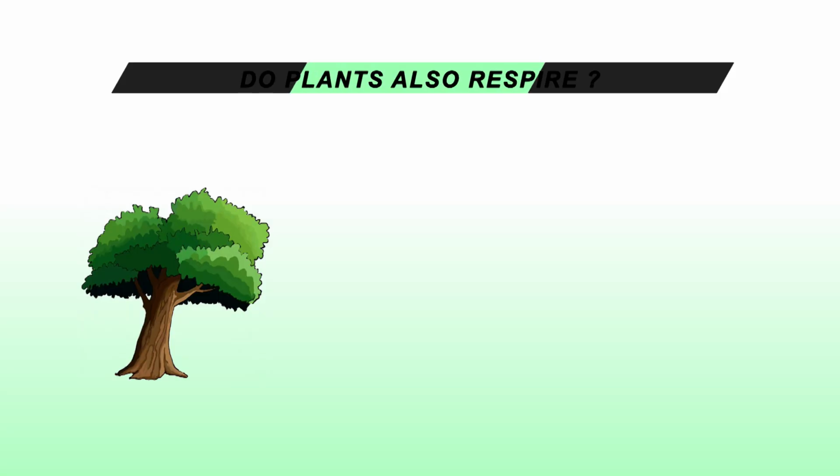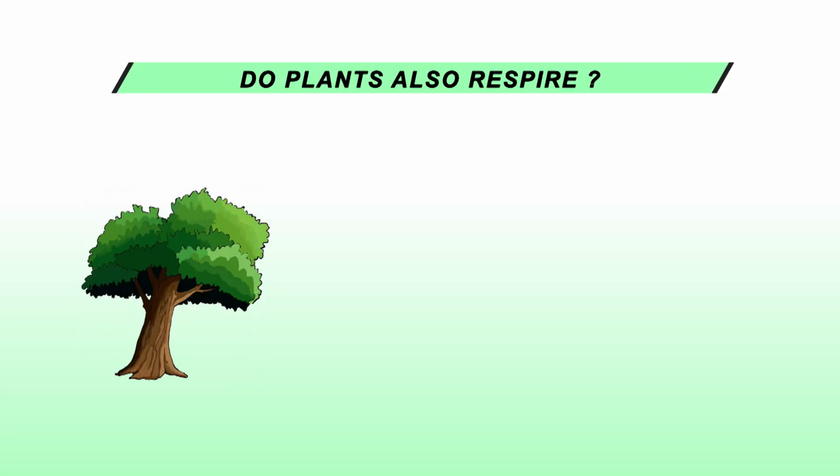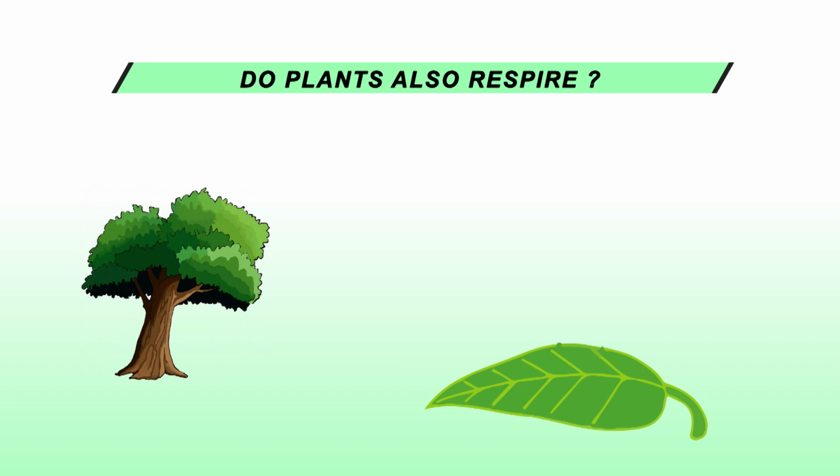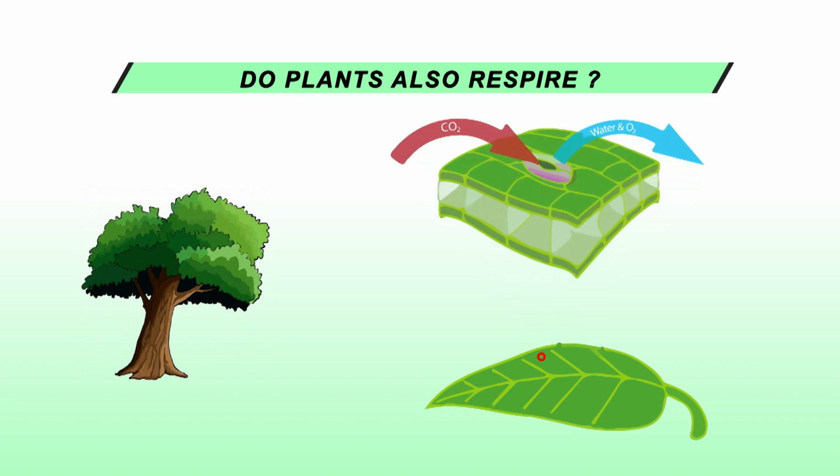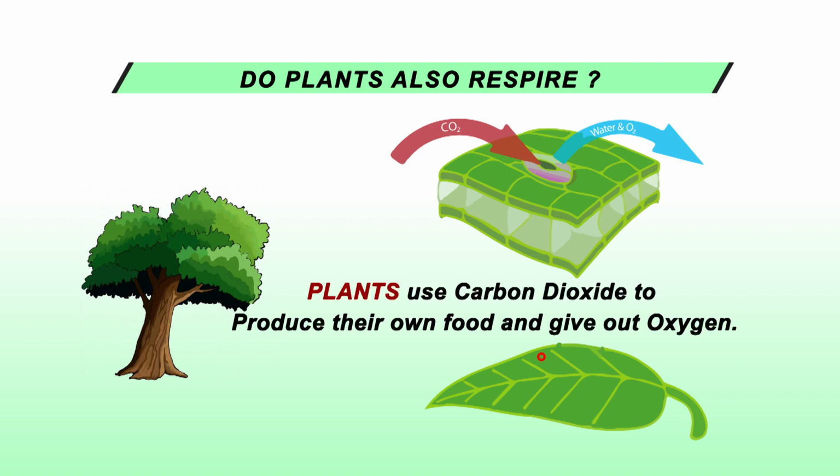Moving on to the next characteristic, that is respiration in plants. Do all plants respire? Exchange of gases in plants mainly takes place through their leaves. In sunlight, plants use carbon dioxide of air to produce their own food and give out oxygen.